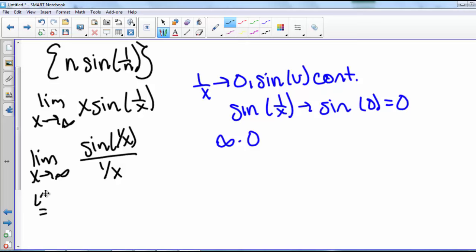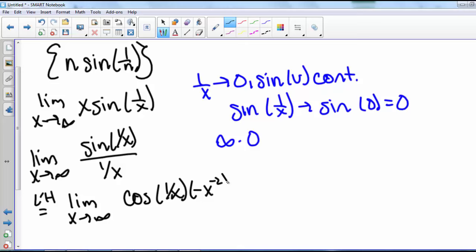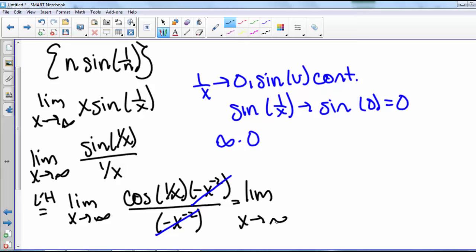This equals the limit as x goes to infinity of cosine of 1 over x times negative x to the negative 2 power, all over negative x to the negative 2 power. Our negative x to the negative 2 powers cancel out, and we're left with the limit as x goes to infinity of cosine of 1 over x. And this is cosine of 0.